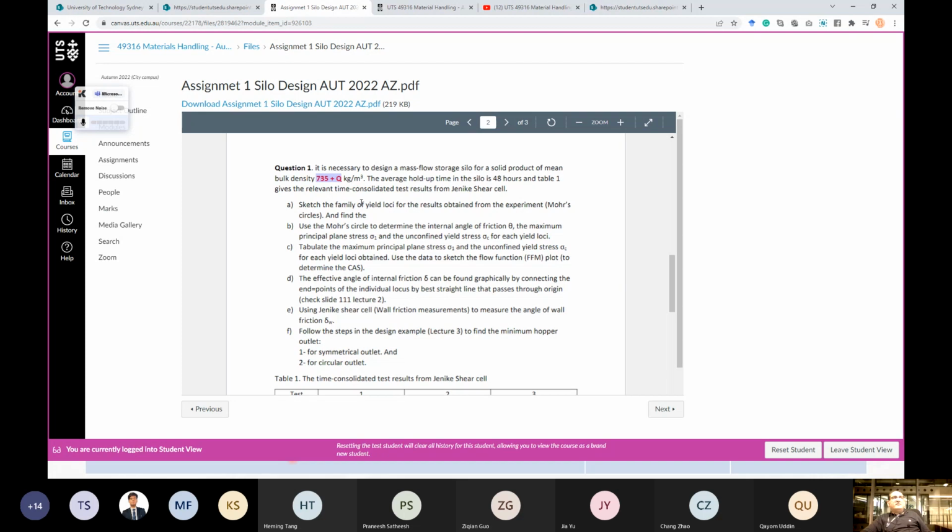First, you need to sketch the family of the LWC for these results obtained from the experiment by using the Mohr circle, and then find the following. Use the Mohr circle to determine the internal angle of friction theta, the maximum principal plane stress sigma 1, and the unconfined yield stress sigma c for each yield LWC.